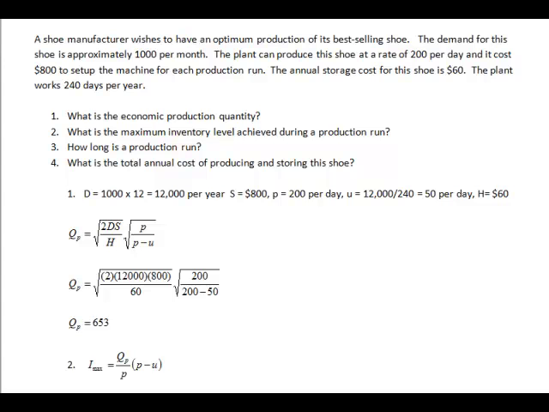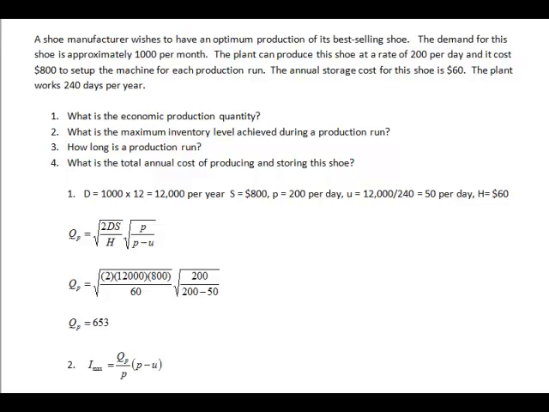And the usage rate, that's our daily demand. So the usage rate needs to be in the same unit of measure as the production rate. The production rate is per day. Therefore, the usage rate needs to also be per day. So we have an annual demand of 12,000, and we work 240 days a year. So we have a usage rate, or a daily demand, we could think of it that way, of 50 per day. And then finally, our holding cost is $60.